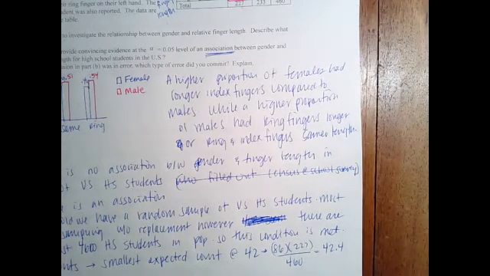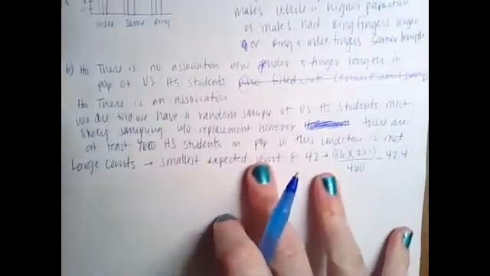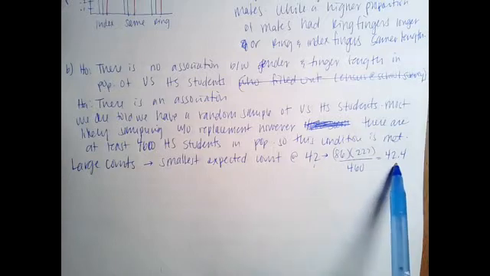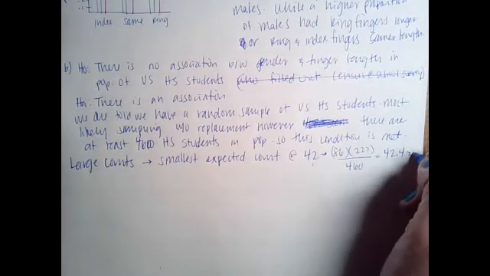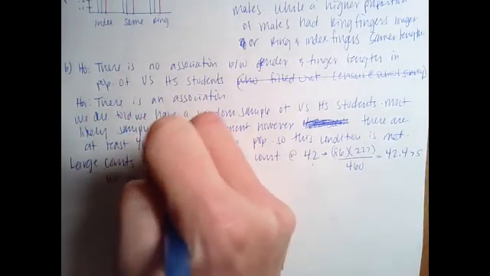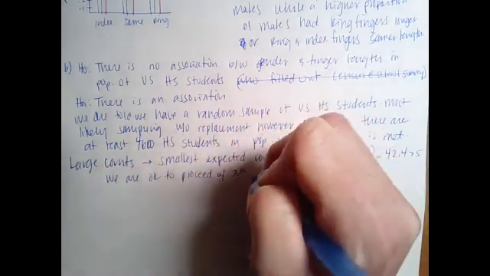So since the smallest is at least 5, oh, whoops, I'm so sorry. So the smallest expected count at 42 turns out to be 42.4. Let me just verify that. Yeah, 42.4. So since the smallest one is at least 5, then we are okay to proceed with a chi-squared distribution.